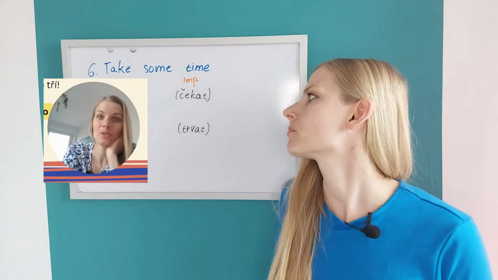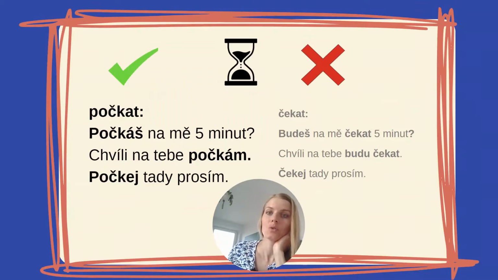I would like to add a few examples here. Usually when we mention how long we should be waiting, it's related to some short amount of time, we prefer to say počkat. For example, počkáš na mě 5 minut, will you wait for me 5 minutes? Instead of saying, budeš na mě čekat 5 minut. Also, you wouldn't say this in English. You would not say, will you be waiting for me 5 minutes? That sounds like you are a bit surprised, maybe.